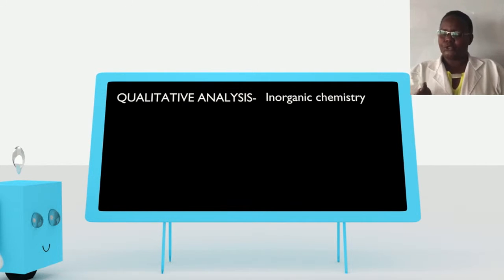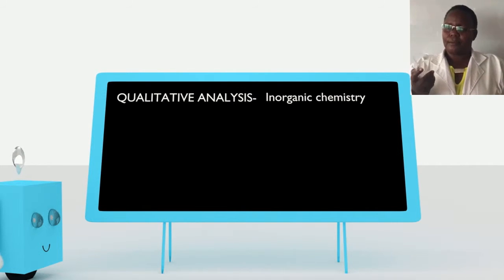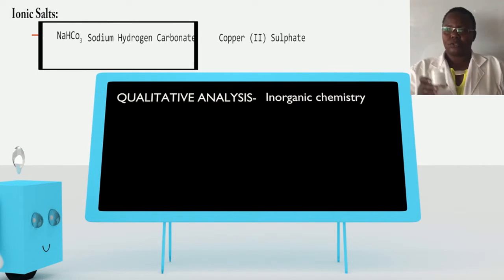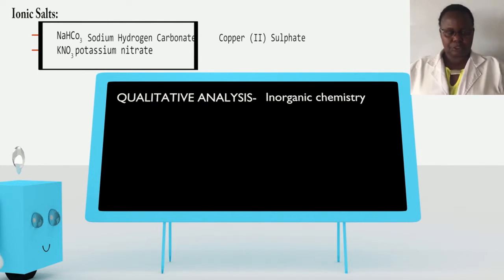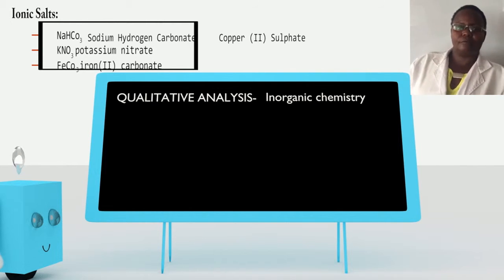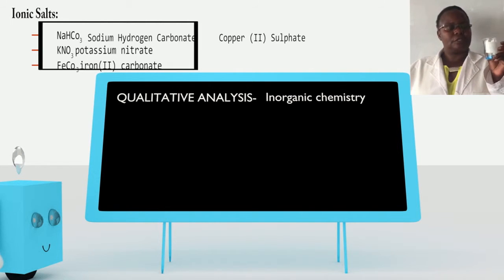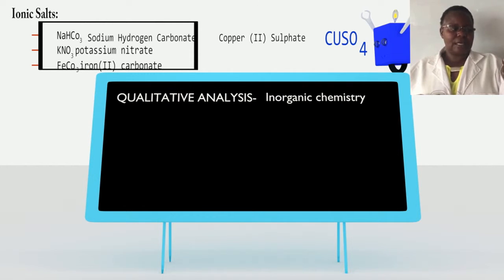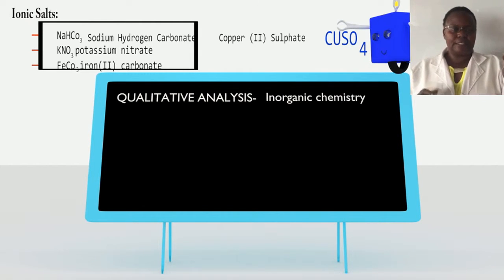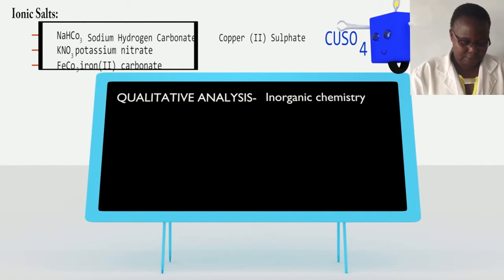We are going to look at analyzing ionic salts like sodium hydrogen carbonate. We have potassium nitrate, and we have copper 2 sulfate crystals. Copper 2 sulfate has a blue color while the rest are white.